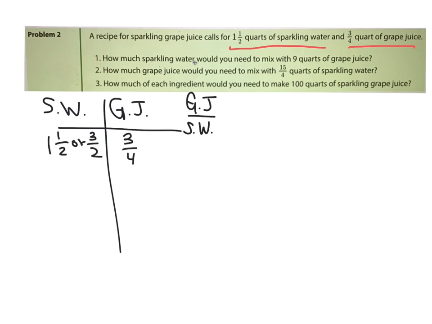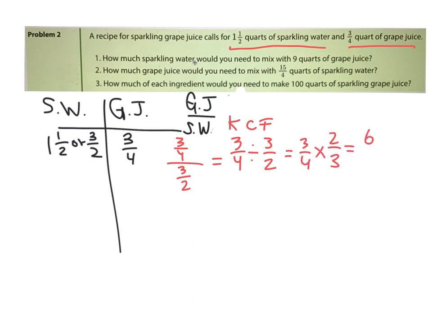Anyways, here we go. If you want to find the constant of proportionality for the table, you take the units on the right side, the grape juice, put it in the numerator right there, and divide it by the units on the left side, the sparkling water, put it in the denominator right there. So that's 3/4 divided by 3/2. Remember, 1.5 is the same thing as 3/2. We're going to rewrite that as a division of fractions problem. Of course, we keep change flip, and that will give us 2 times 3 is 6, 4 times 3 is 12, and 6/12. 6 is half of 12, which means that this is 1/2. So our constant of proportionality is a half.